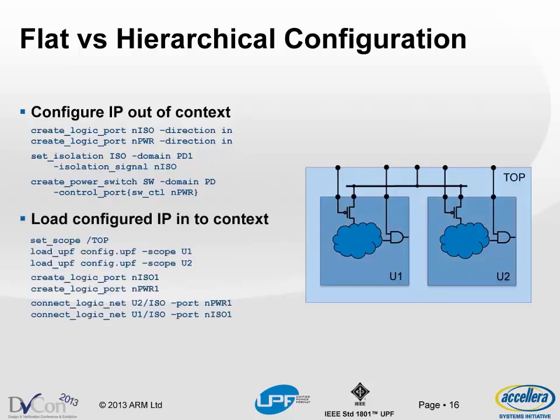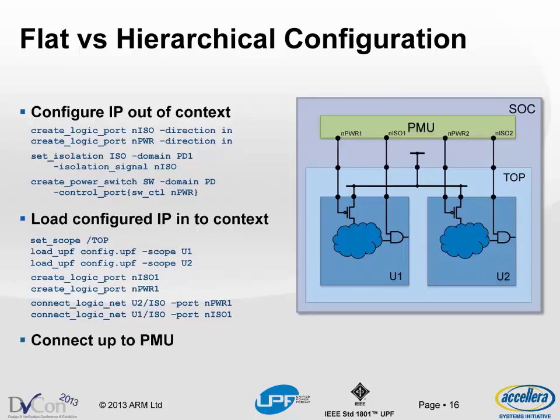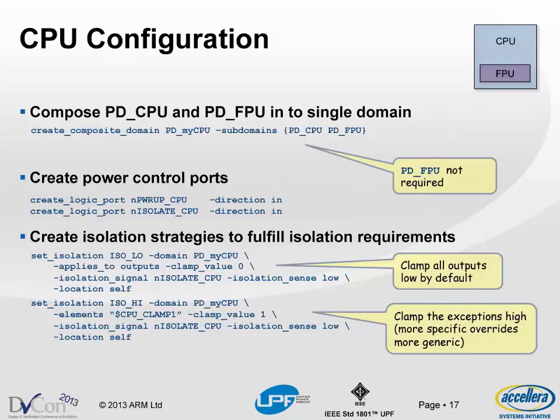And then we will go and put that IP in the context. So we change our scope up to the next level up, load in the UPF, and in fact I'm using the same UPF here for the two different scopes. And then again create more ports, connect them up, and then eventually wire those up to your power management unit at the top level. So that's how you'd have to do it block hierarchically bottom up, a little bit more complicated. So let's look at that specifically for my Cortex A-series MP core.